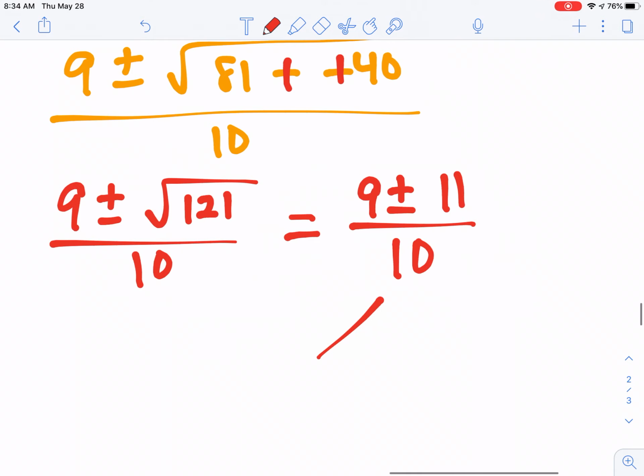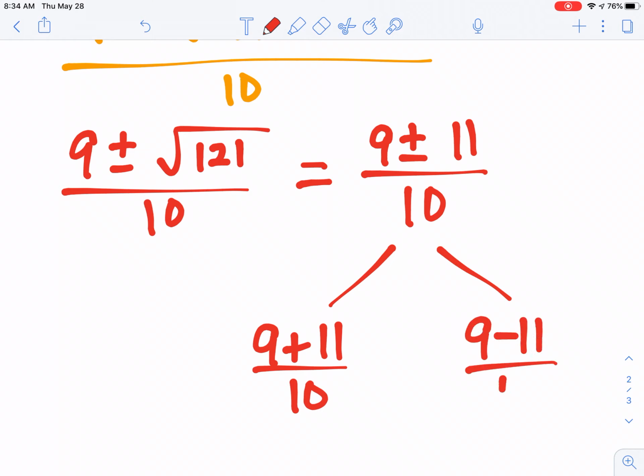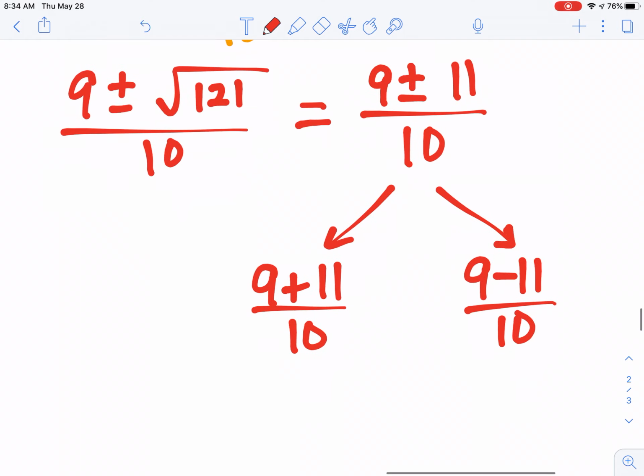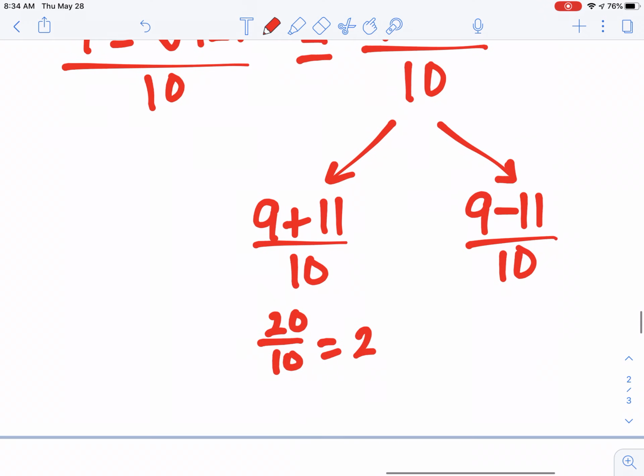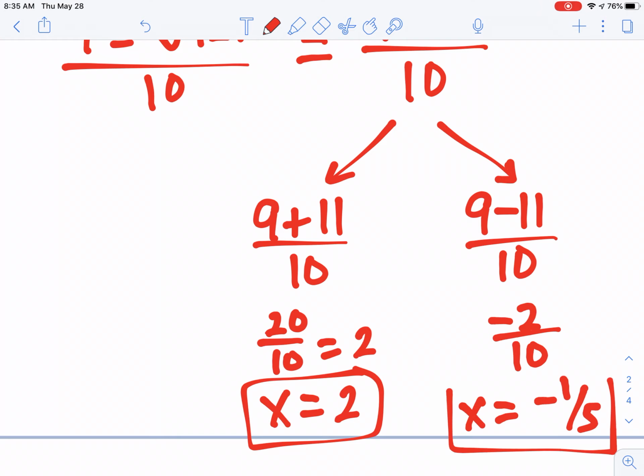Remember now what we do? We do our 2 branches and we do 9 plus 11 over 10 and 9 minus 11 over 10. Because the plus minus symbol represents 2 separate scenarios. So 9 plus 11 is 20 over 10, which is 2. So x equals 2 is one of our answers. 9 minus 11 is negative 2 over 10. So x equals, when we simplify that, negative 1/5.